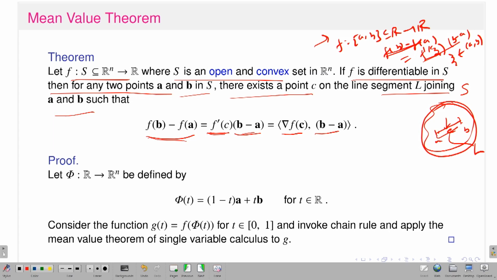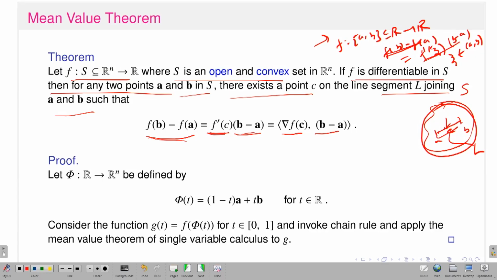Here I assume that my S should be open and convex. Then take any two points a and b in the set S, and since it is convex, the line segment L joining A and B is also in that set. What I am saying is that the difference between the endpoint values, that means f(b) minus f(a), can be written as follows: there exists a point C on the line segment L such that f(b) minus f(a) is exactly equal to the derivative at the point C times b minus a, where times here means the dot product.